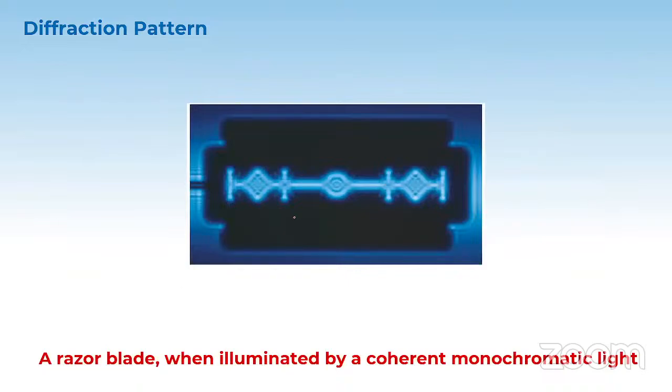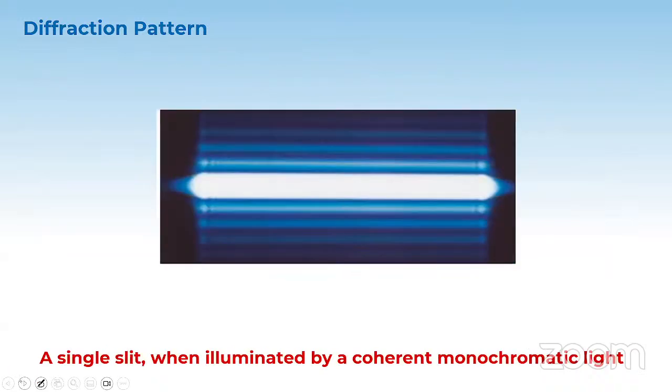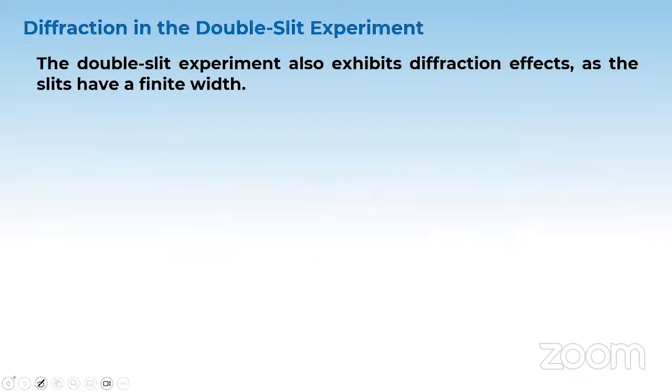This is a razor blade. If you also illuminate it with a coherent source with monochromatic light, this will also show you a kind of diffraction pattern, and this is the diffraction pattern of a single slit when illuminated by a coherent monochromatic source. Now what is diffraction? What will happen if diffraction is done in a double slit?